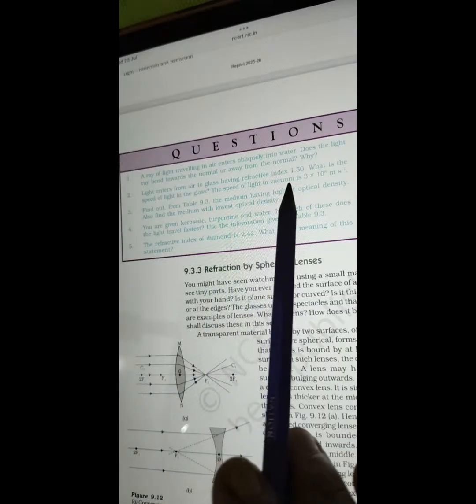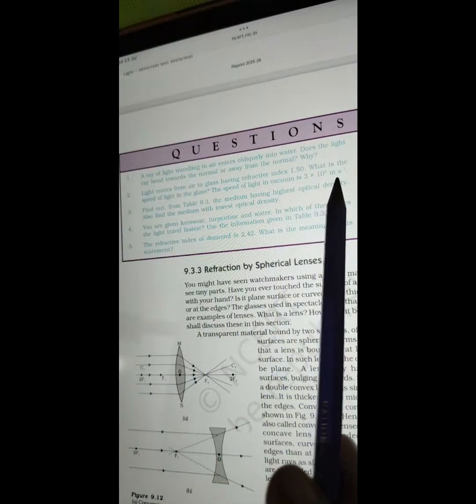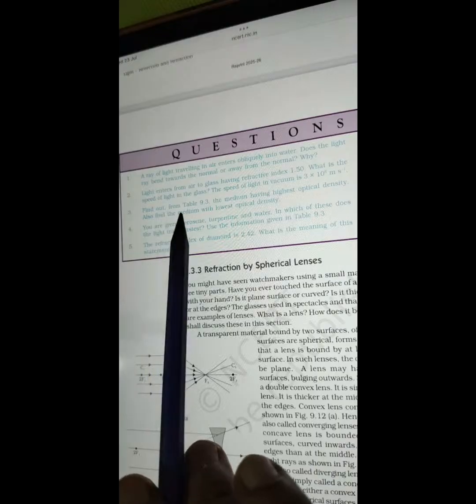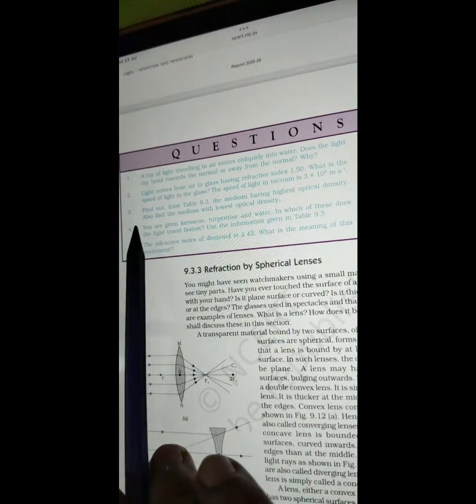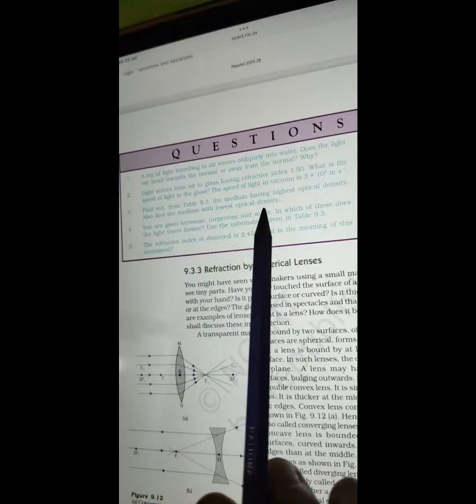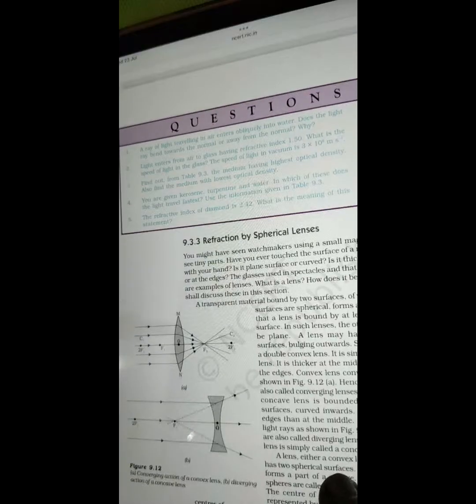What is the speed of light in the glass? The speed of light in vacuum is 3 × 10^8 meters per second. Find out from table 9.3 the medium having highest optical density. Also find the medium with lowest optical density.